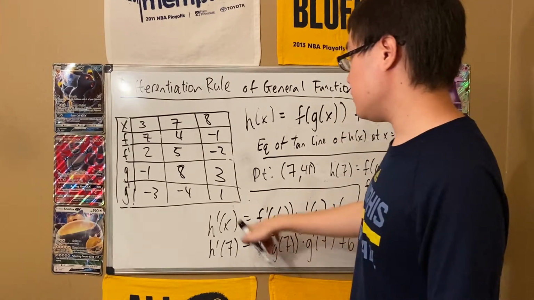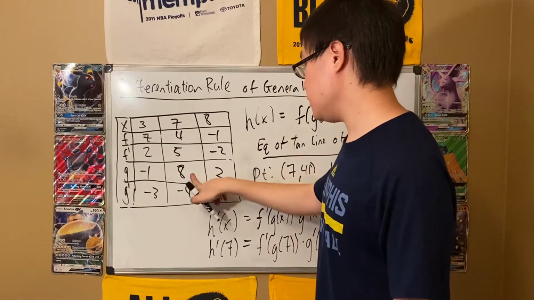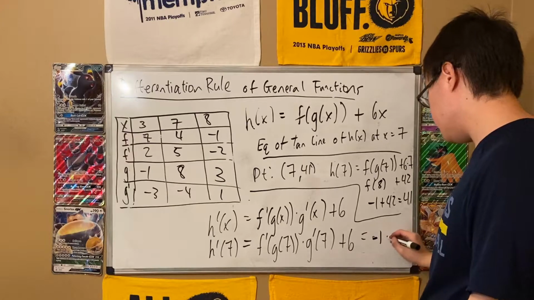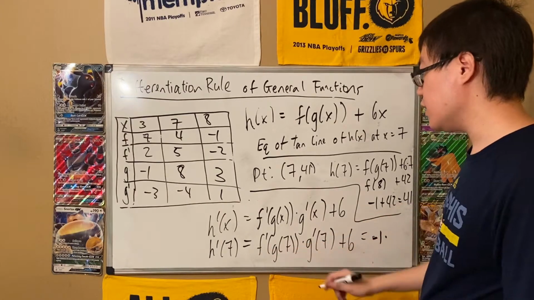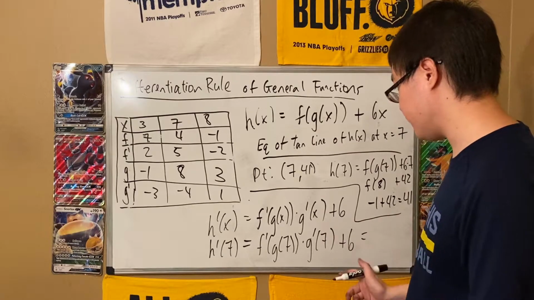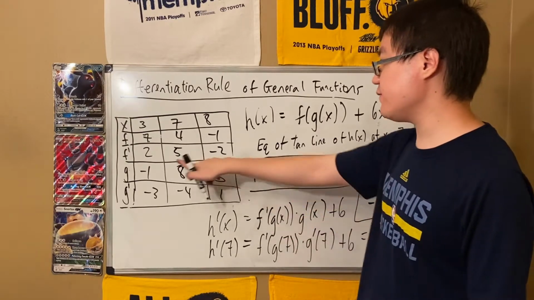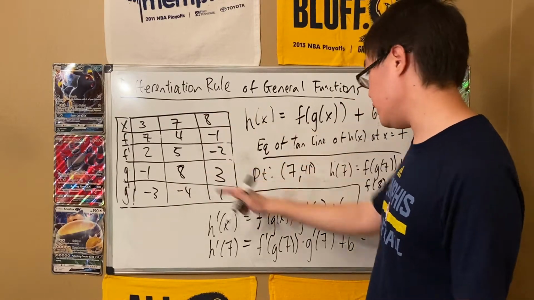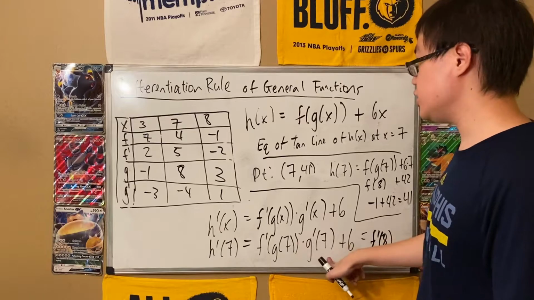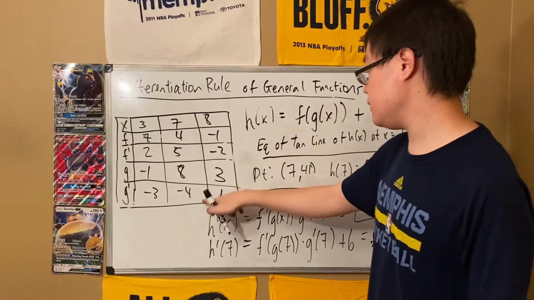Let's find g of 7. Well, g of 7 again is 8. Let's not do too many steps at once. I'm confusing myself. So let's find g of 7 first. It's going to be 8. So it's going to be f prime of 8. Then g prime of 7. That's in the table. That's going to be negative 4.